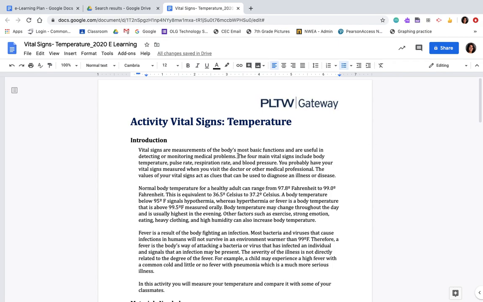The values of your vital signs act as clues that can be used to diagnose an illness or disease. So what I need you to highlight are the vital signs, the four vital signs. Today we're starting with temperature, and then we will learn about pulse rate and blood pressure, and then finally respiration rate.